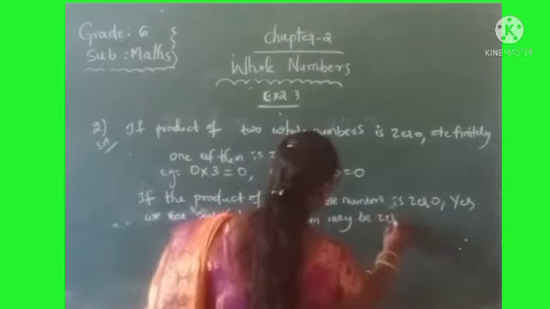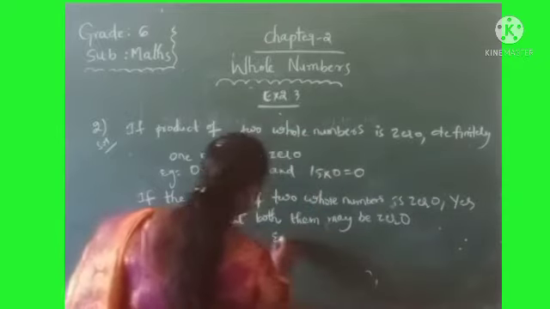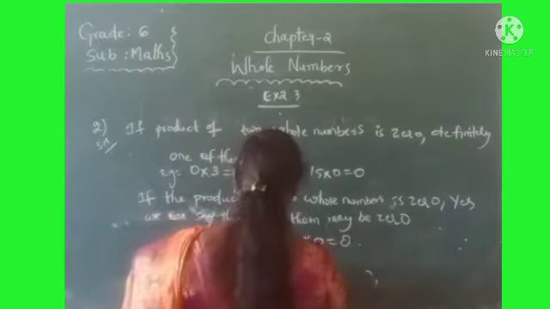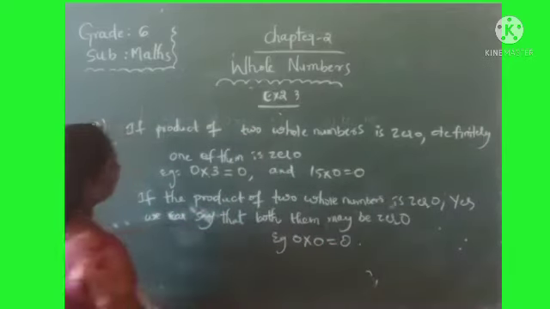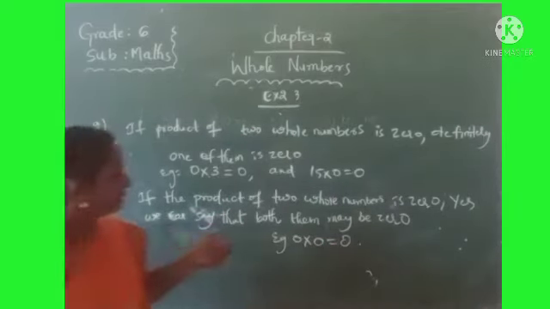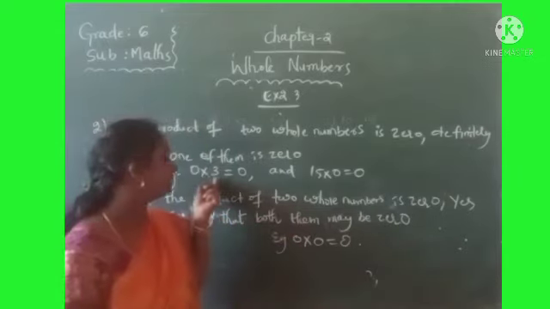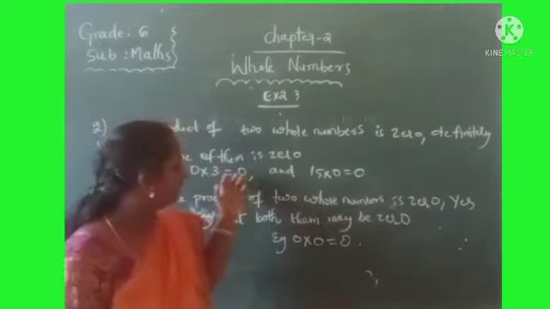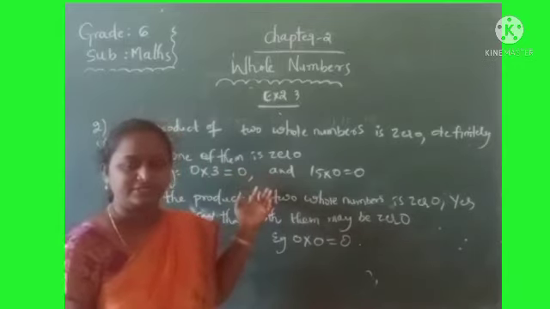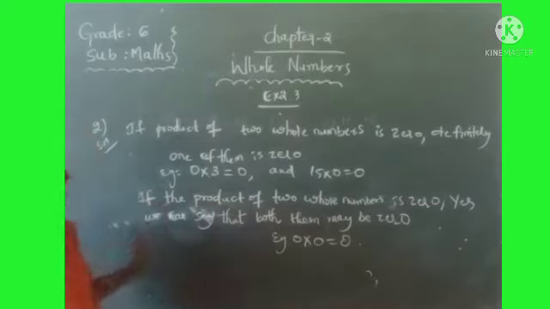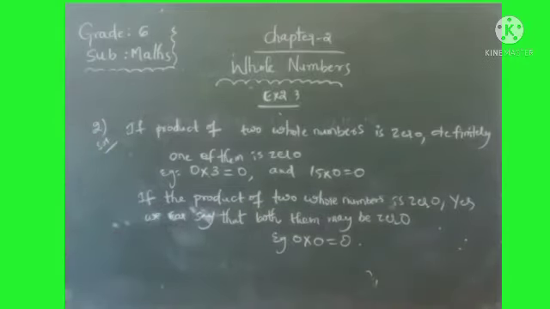may be 0. For example, take 0 into 0 is equal to 0. Suppose you take two zeros, the product is 0. If you take one whole number 0 and another, 3, it will give 0. One of them or both of them is 0, giving 0, or not? Yes. Write the solution.